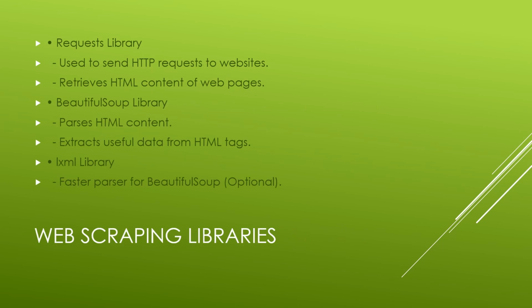To perform web scraping, we use two primary libraries, Requests and Beautiful Soup. The Requests library allows us to send HTTP requests to websites, retrieving the HTML content of web pages. Beautiful Soup is a powerful tool that helps us parse this HTML content, making it easy to extract relevant data. Sometimes we also use the LXML library for faster parsing.